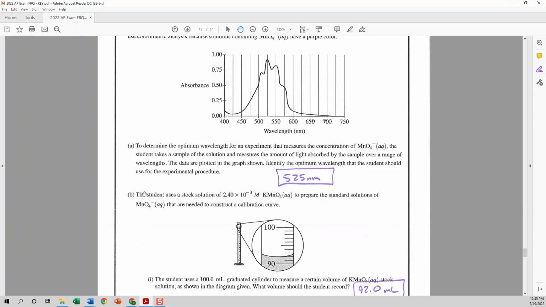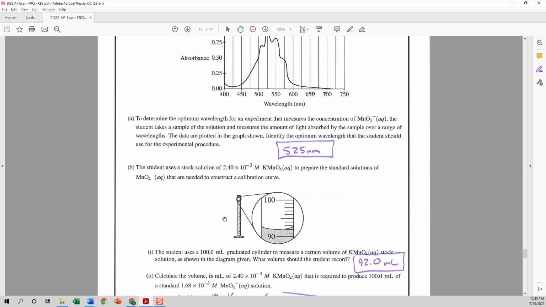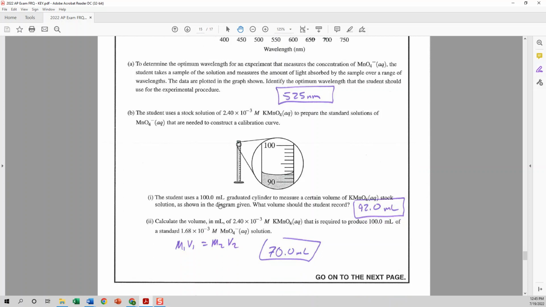All right. The student uses a stock solution with this molarity, 2.4 times 10 to the minus 3 potassium permanganate, to prepare the standardized solutions of permanganate that are needed to construct the calibration curve. Right? The student uses a 100 milliliter graduated cylinder to measure a certain volume of potassium permanganate stock solution, as shown in the diagram. So here's the graduated cylinder, and here's the measurement. What is the volume the student should record?